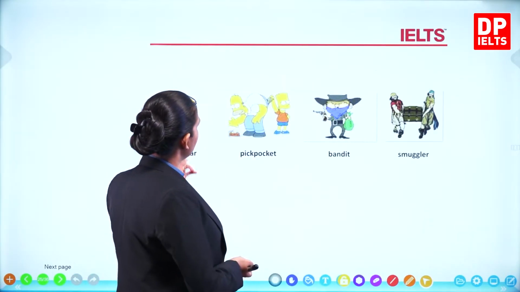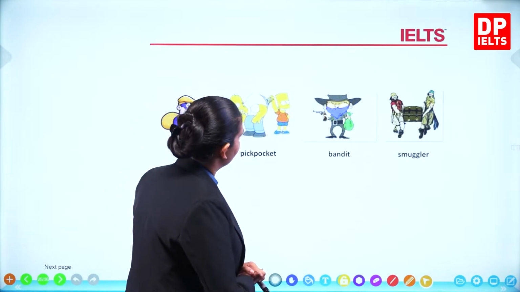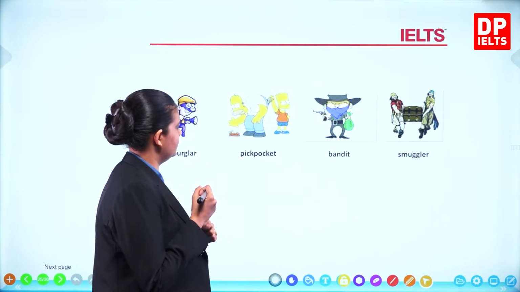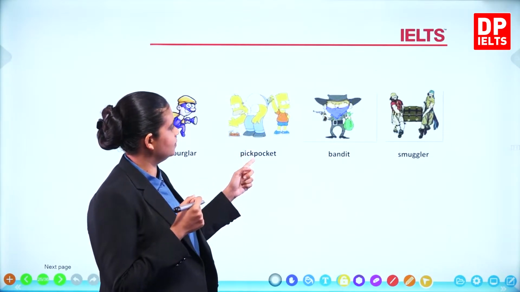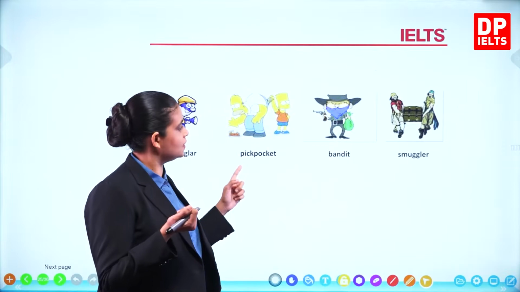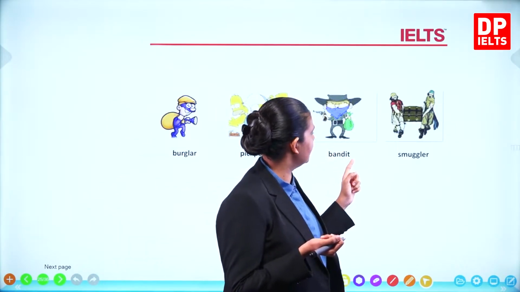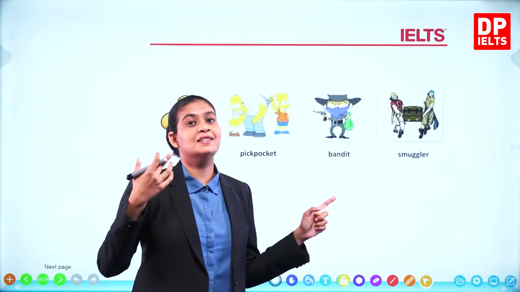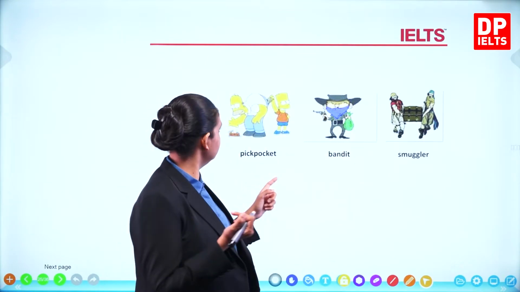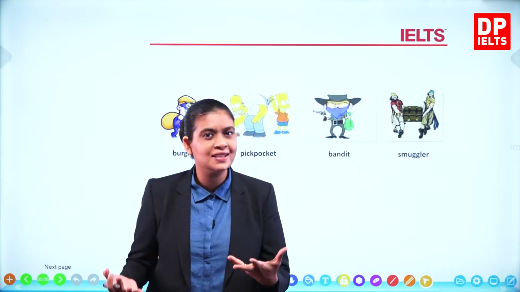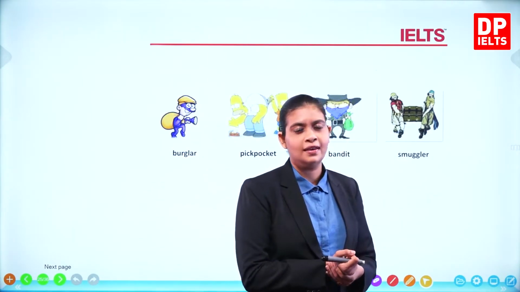Right, so let's have a look at some pictures. Burglar, the one who steals things. Pickpocket. So that one. Bandit. The one who comes and steals and could shoot us as well, right? Smuggler, a person who brings things illegally into the country.